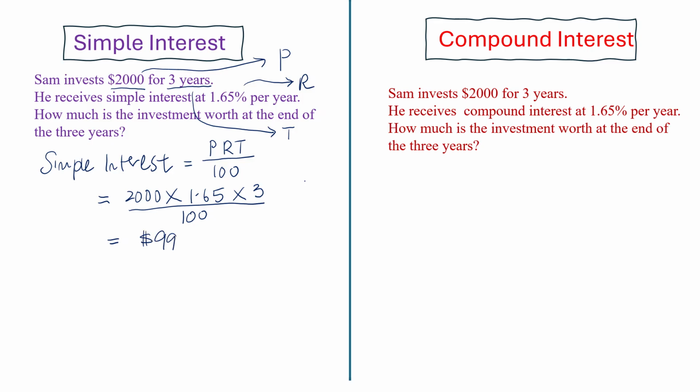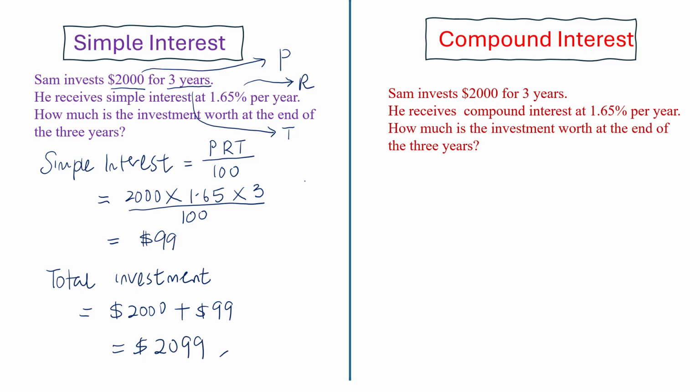And the simple interest that Sam would receive is $99. So therefore, the total investment value at the end of the 3 years would be the principal sum, that is $2,000, plus the interest, that's $99, and that comes up to $2,099. So this is what happens if the rate given is simple interest.